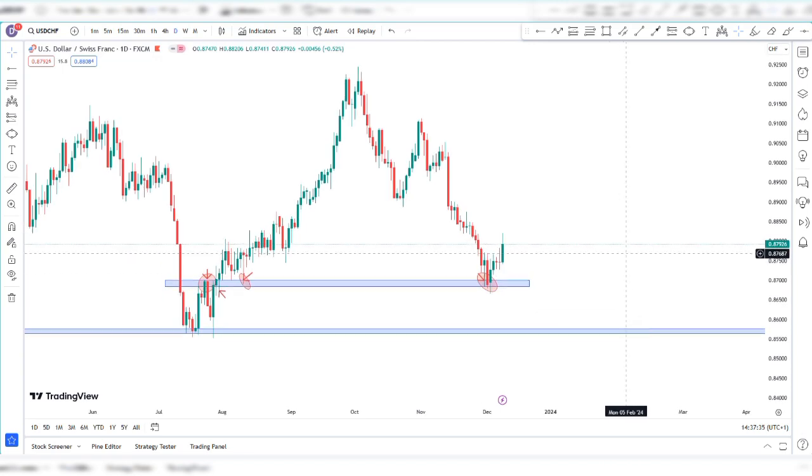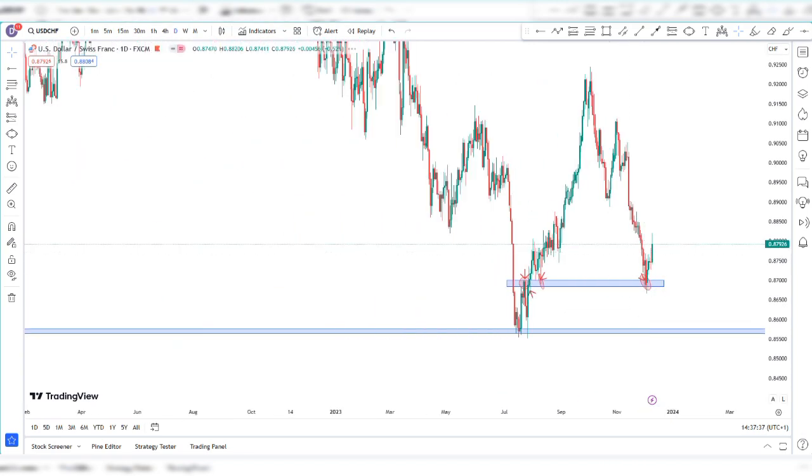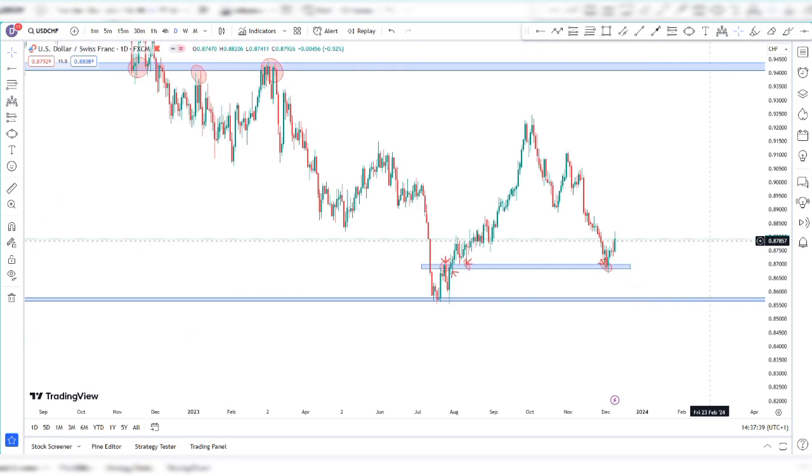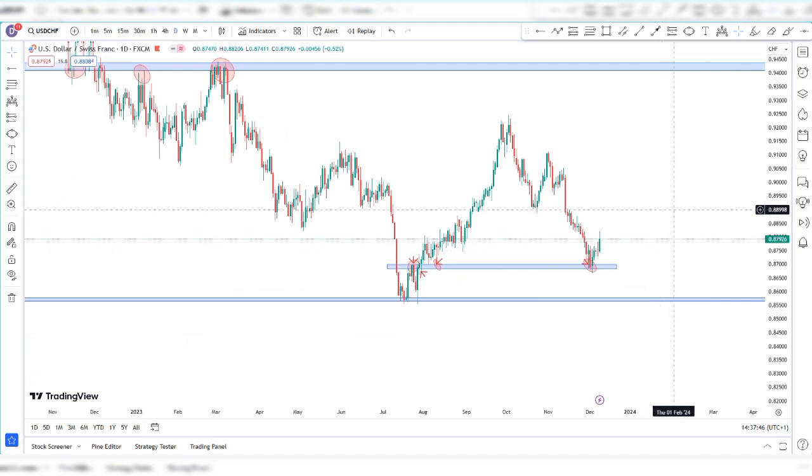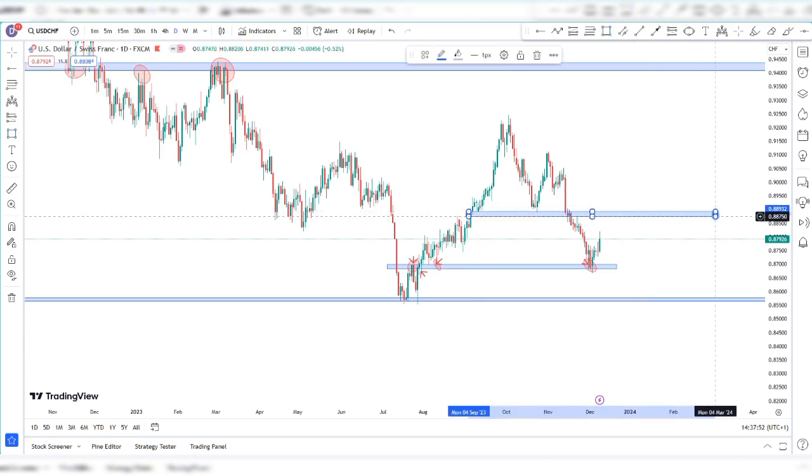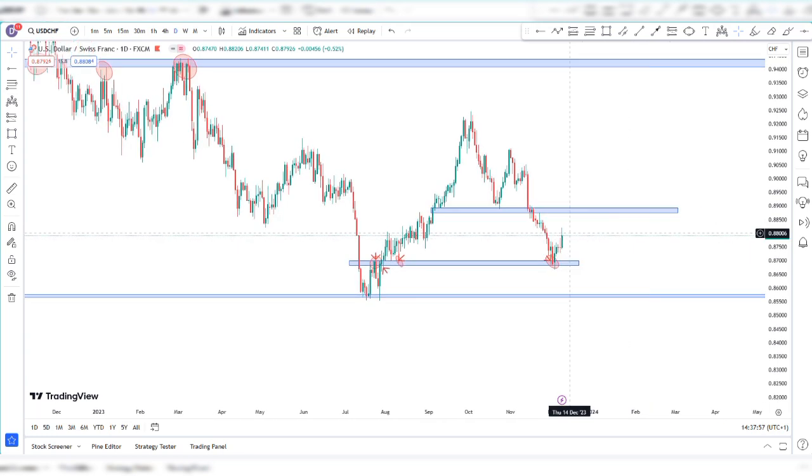So the question is, will I expect price to continue to sell, or would I expect price to bounce to the downside? I personally will expect price to sell, not now, but I will expect price to get to this area here, just around the 0.888 area, and then I'll see how price reacts to the market.